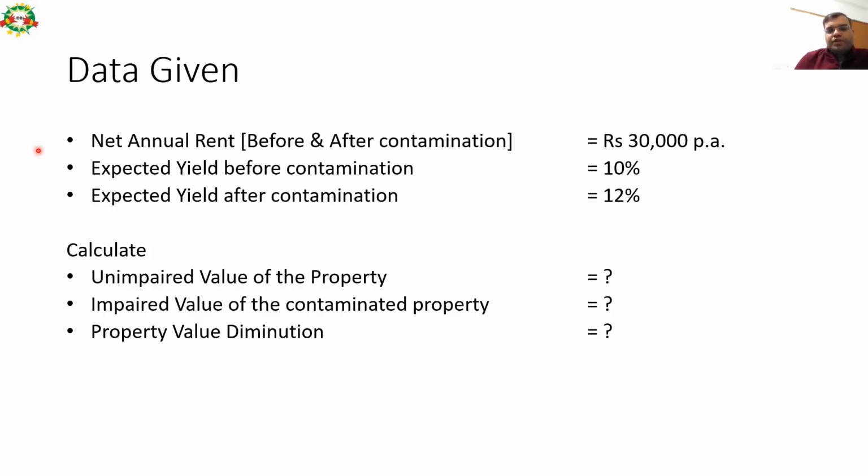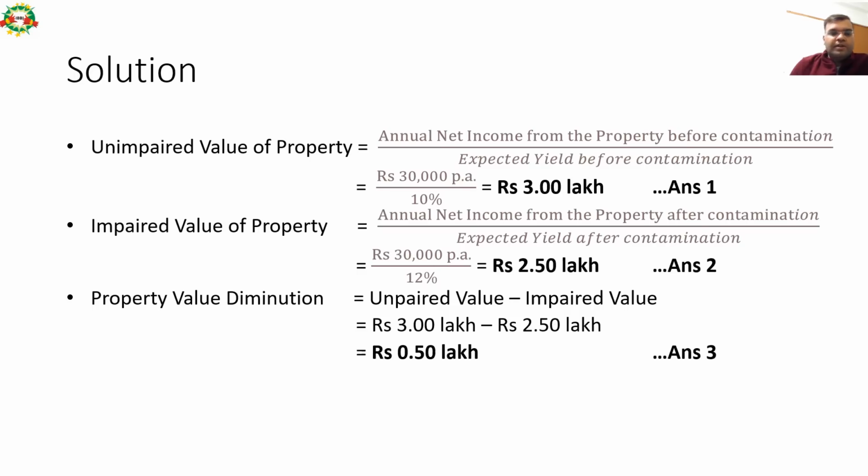So data given in the question is: net annual rent before and after contamination is the same, equal to 30,000 rupees per annum. Expected yield before contamination is 10%. Expected yield after contamination is 12%. Unimpaired value, impaired value, and value diminution we have to calculate.